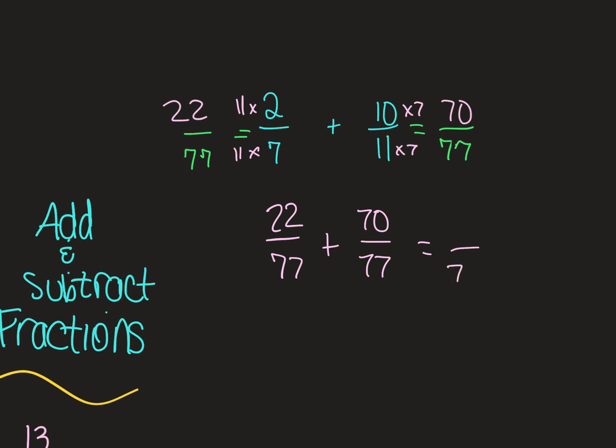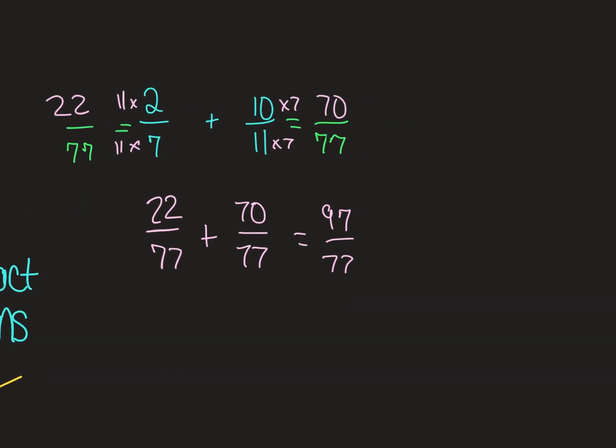The 77 doesn't change. We add the numerators and I would get 97 over 77. Now on this homework, if I were wanting to compare it, I might not need to change it. I could just leave it the way it is. But let's say I do want to change it. How many times does 77 go into 97? Once. How many are left over? 20. So that's 1 and 20 77ths.